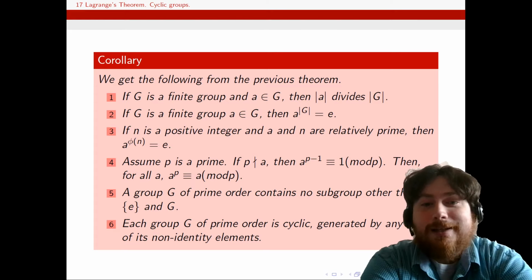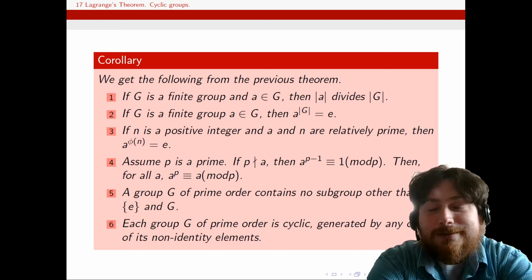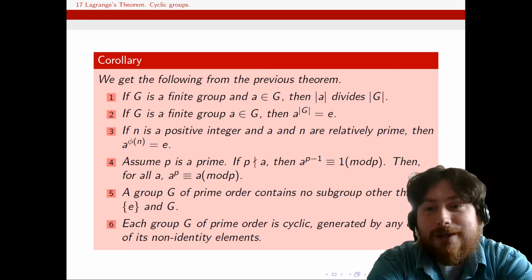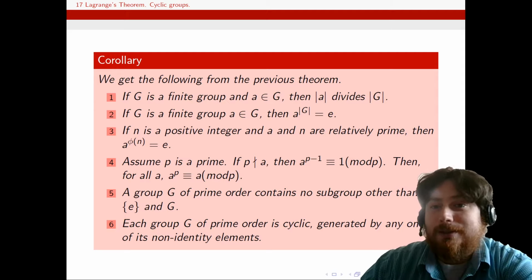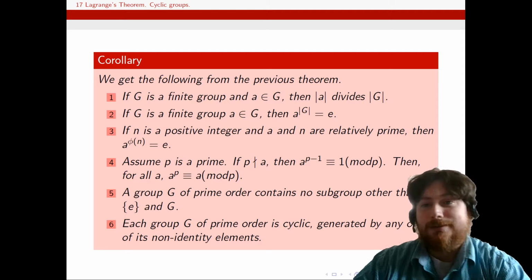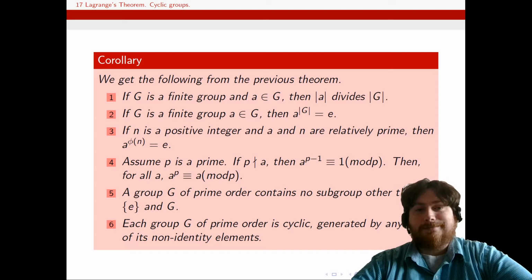Also, each group of prime order is cyclic, and it's generated by any of its non-identity elements. So why is that going to be the case? Well, if we follow through, for any element a, we get, following our previous result, that a to the p minus 1 is congruent to the identity mod p if a is non-zero for multiplication. Let me write this up at the board.